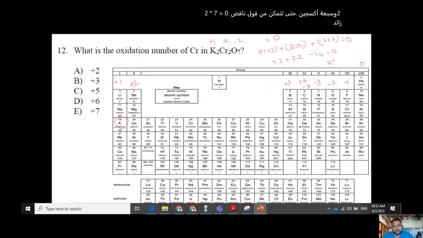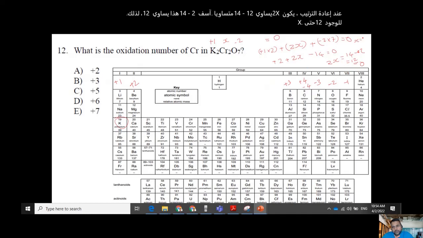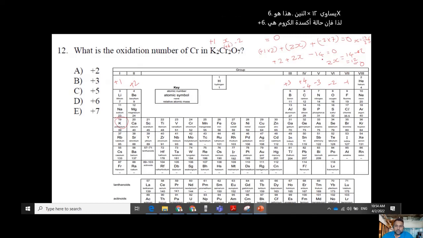So 2x, when you rearrange, is equal to 14 minus 2, that's equal to 12. So 2x is 12. So x is equal to 12 by 2, that is 6. So the oxidation state of chromium is +6. 6 means +6.